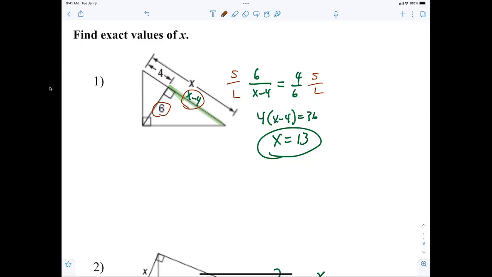Anybody? Again, like I said, this was the hard part. This right here, knowing that that was x minus 4. Short leg, long leg, short leg, long leg. Everybody good with that?